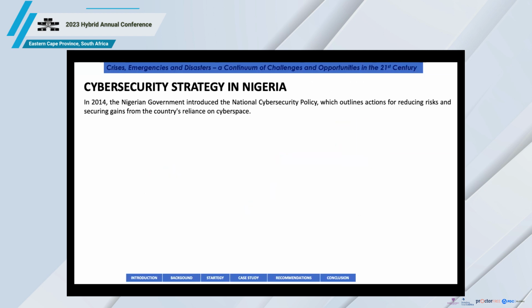So some of the strategies that were implemented in Nigeria in terms of all these attacks that we have mentioned, in terms of the research that we have done. Firstly, what the government did was to introduce the National Cybersecurity Policy, which is a guide for all cybersecurity individuals, all government agencies, all non-governmental organizations, in order to secure and reduce the risks in terms of their reliance in the cyberspace.